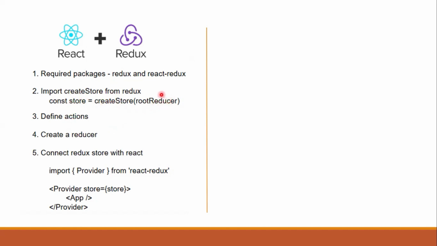It basically requires the reducer. We create the reducers here, then we define our actions. Those actions reach the reducer, update the data in the reducer, and finally our store gets updated.